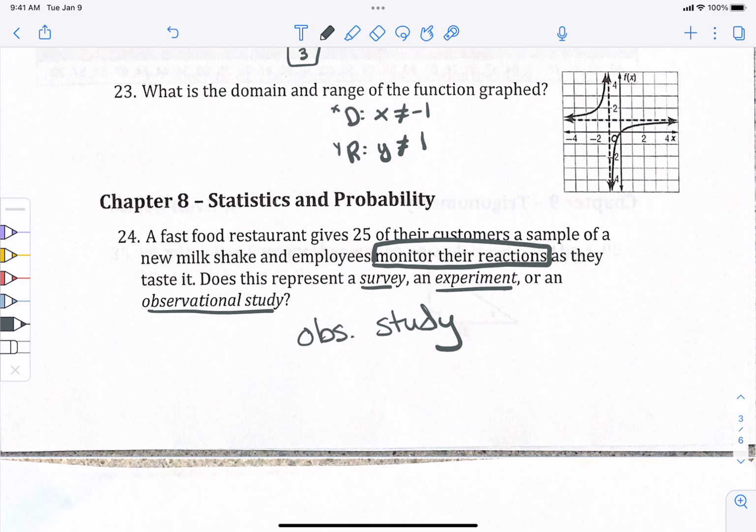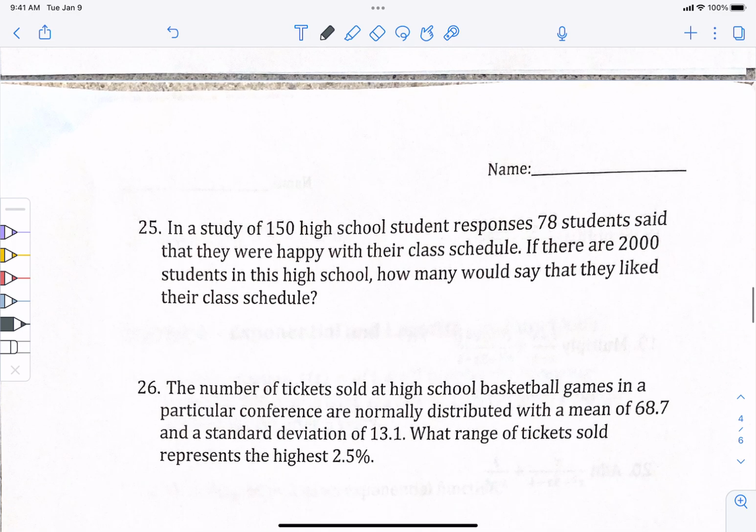Now, why would I observe that rather than survey them and ask them their opinion of the milkshake? You're looking at what face they make. Because if you made it and you're my friend and it tastes like garbage, I'm probably going to be really nice to you and say that tastes great, even though it doesn't, right? So you're going to see it on my face that I think it's really bad. I'm not going to lie to you with my face. Okay, that's why it's an observational study. Okay, 25. Here we go.